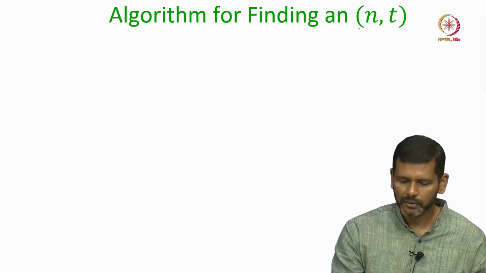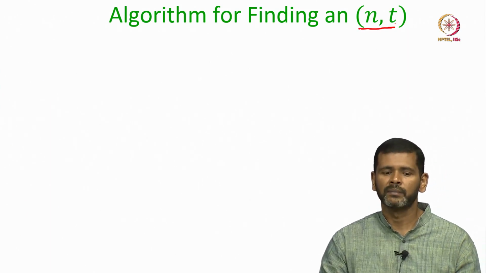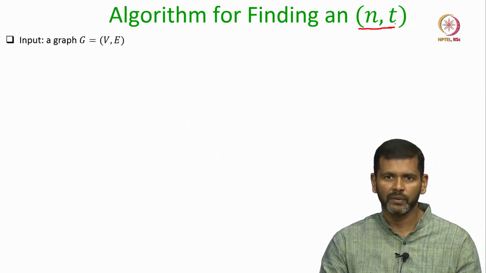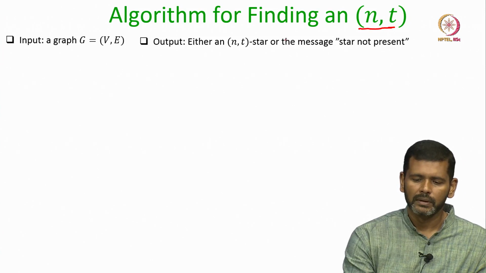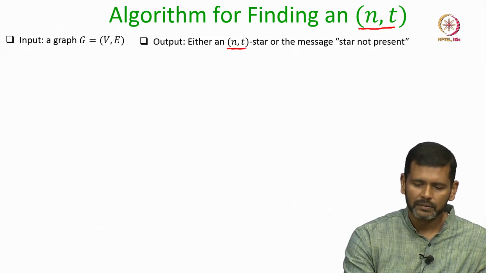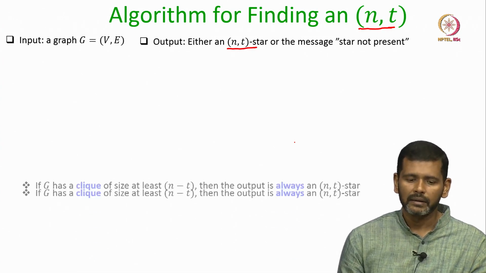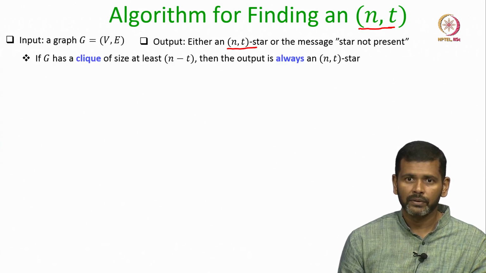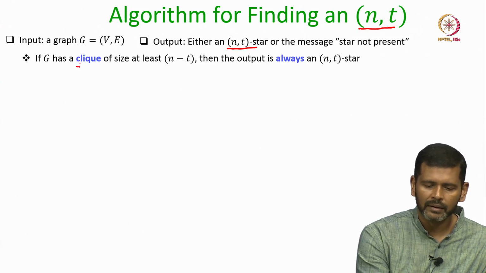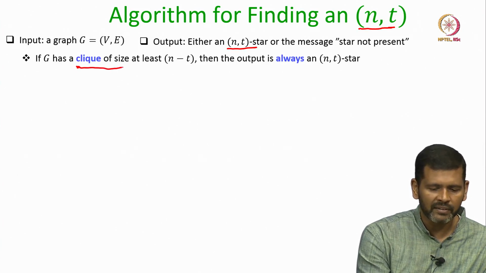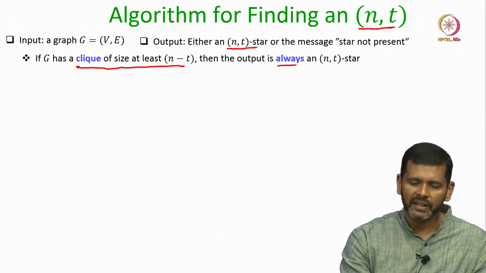Now, coming to our main goal, we want to find out whether there exists an NT star in my given graph or not. So, the algorithm is as follows: it takes as input a graph and it outputs either an NT star or the message star is not present in the graph, and the algorithm ensures the following. It ensures that if in your graph it is guaranteed that a clique of size at least n minus t is present, then the output is always an NT star.